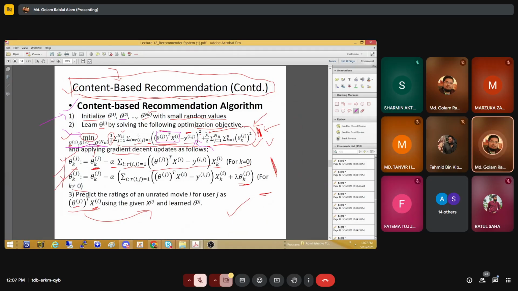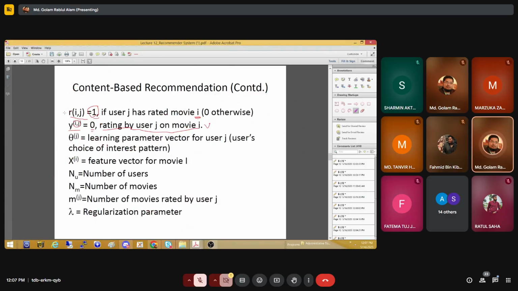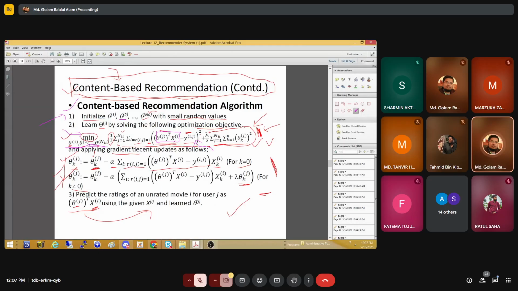And then we can see this summation is over r of i j equal to 1. That means the rated movies only. So r of i j is 1 if user j has rated movie i, zero otherwise. We consider only rated movies, and for each and every user, from j equal to 1 to nu, the number of users we have.